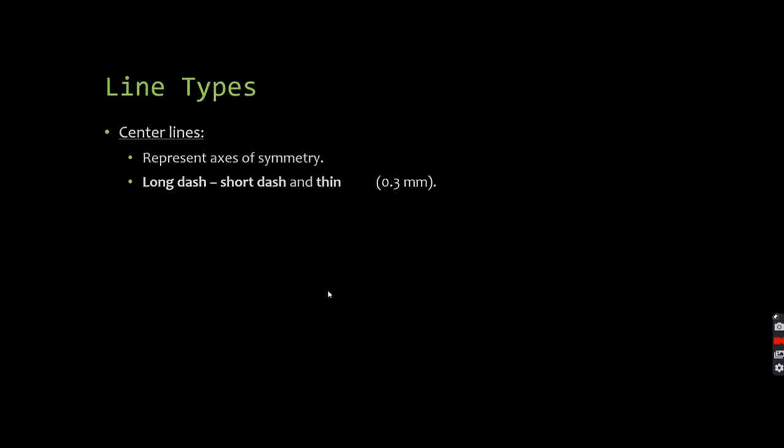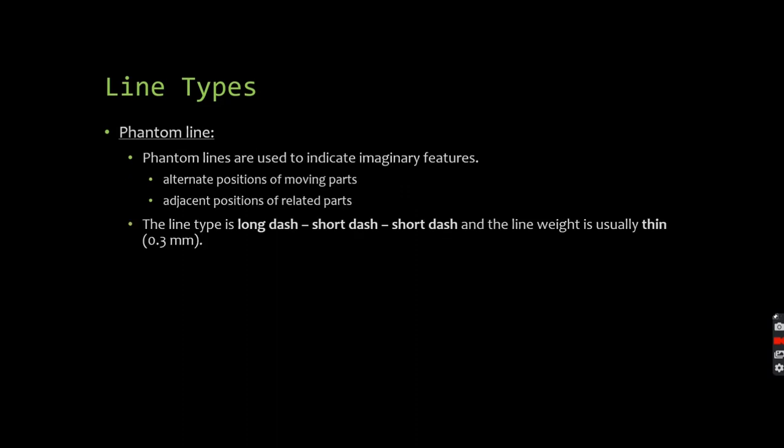Center lines represent axis of symmetry. They are a long dash, a short dash, and they are thin. Phantom lines are used to indicate imaginary features. They can be used to show alternate positions of moving parts, adjacent positions of related parts. The line type is a long dash, a short dash, a short dash. The line weight is usually thin.